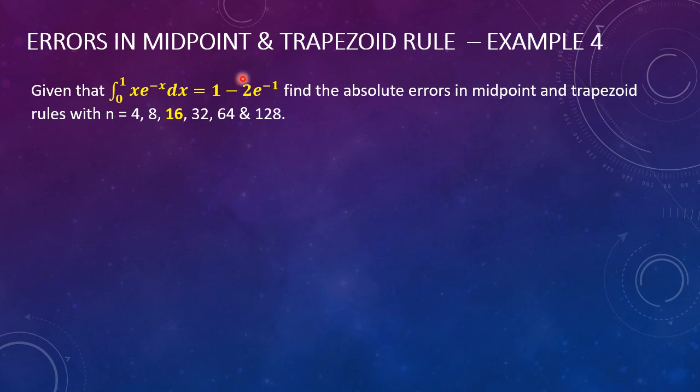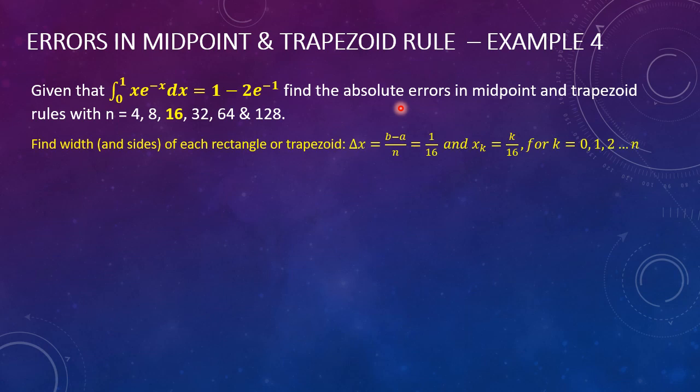Given that we know the actual value, find the absolute errors in midpoint and trapezoid rules with n equals 4, 8, 16, 32, 64, and 128. Again, what you're going to be doing is comparing your approximations from midpoint and trapezoid rules with this actual value 1 minus 2e to the negative 1. And you can plug that in your calculator and see the constant value that represents. Okay? I'm just going to show you one working through and explain how to do it with your calculator using n equals 16, which is the one in yellow there.